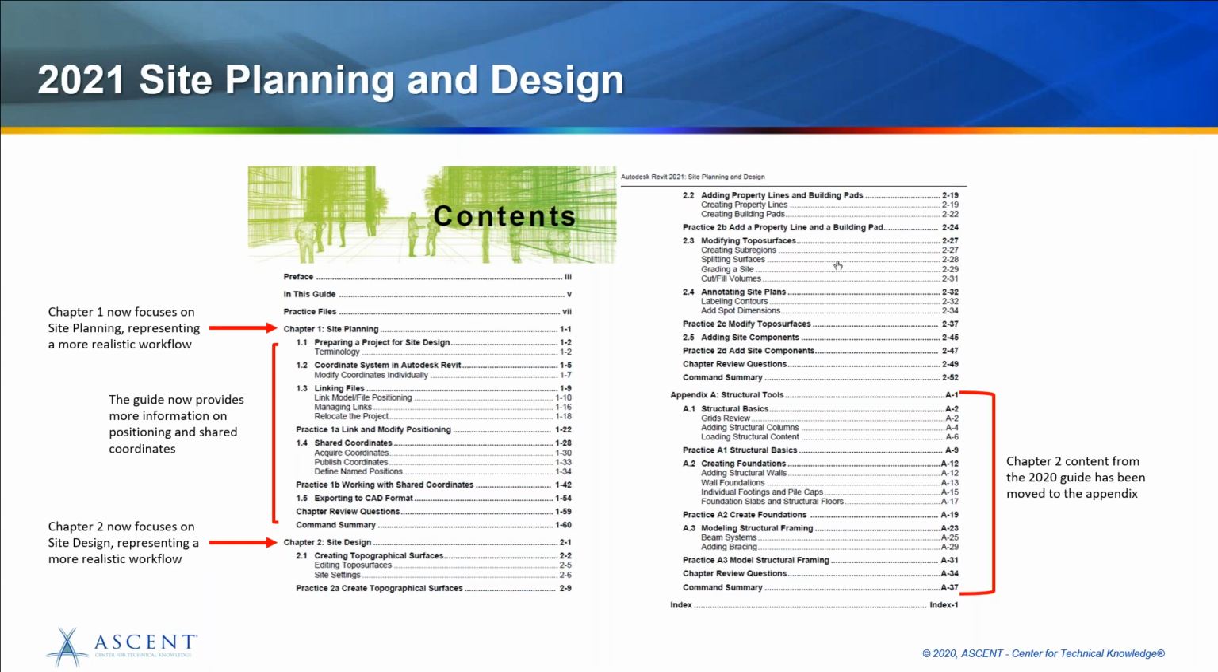And then chapter 2 is more focused on site design, like creating topo surfaces, building pads, grading, annotation, and adding those site components. And of course, the newly added cut and fill. And then moving the structural tools chapter to the appendix allows me to focus. It's refocusing the book, but with it there, you still have the option to show a few tools if needed.